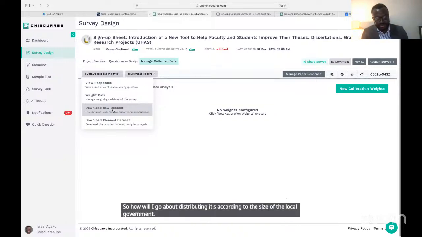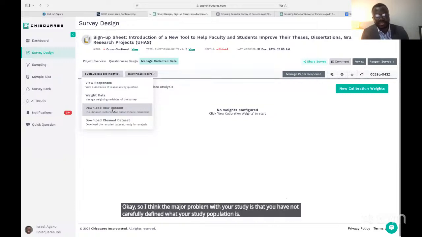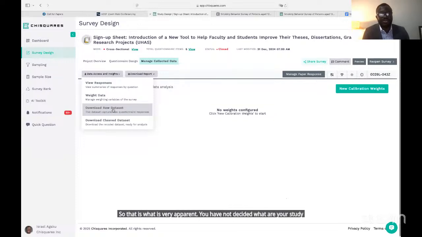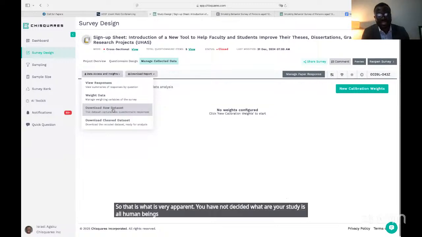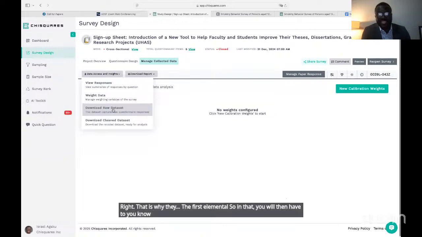Okay, so I think the major problem with your study is that you have not carefully defined what your study population is. So that is what is very apparent. You have not decided whether your study population is all human beings who live in Taraba State, or if it is registered voters who live in Taraba State, right? That is why the first element. It is registered voters. So okay. In that, you will then have to assess whether there is.